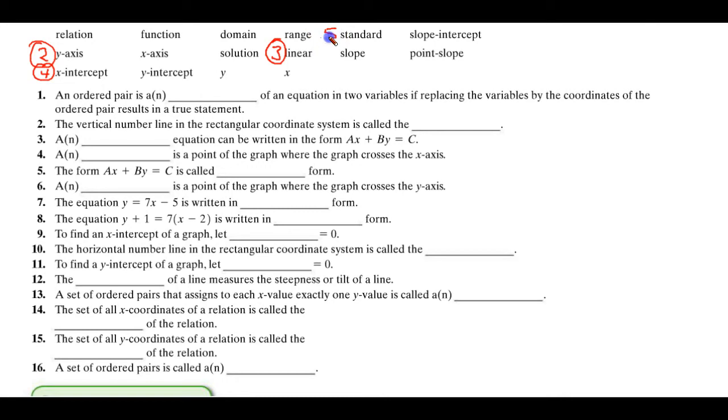All right, sometimes you have to move these around. The what is a point of the graph where the graph crosses the y-axis. All right, now that's the y-intercept. So this is going to be 6. The equation, this is written in slope-intercept. All right, this is 7 here. This is our point slope right here.